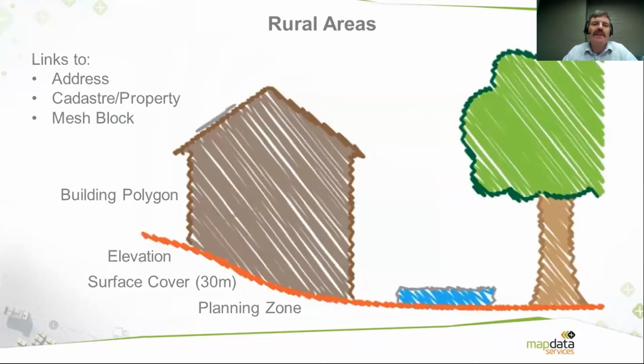In terms of the actual dataset, for a rural area the building polygon will still be captured, but it will only have basic attributes such as the elevation and the planning zone. You'll still get a surface cover 30-meter raster data, and you'll still have links to the G-NAF and CadLite and the mesh blocks.